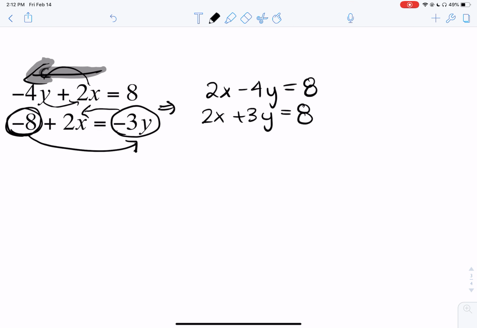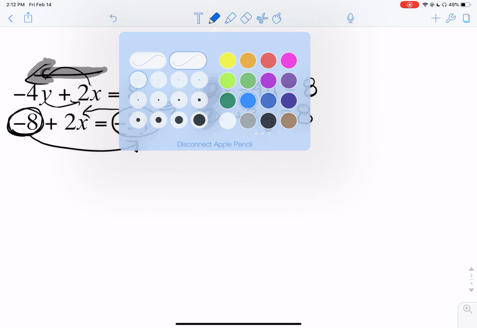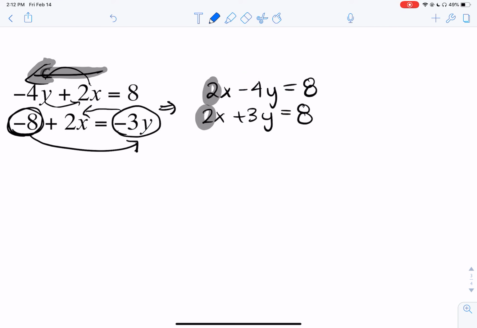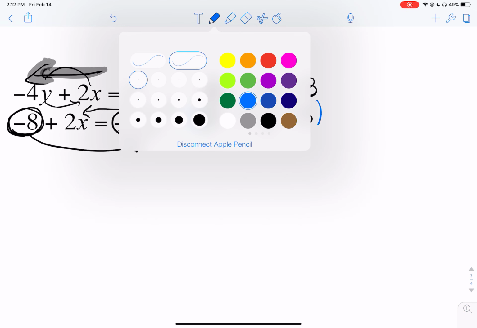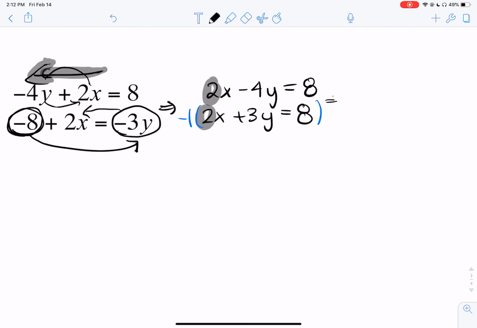From here, notice that the 2x terms would eliminate if only one of them was a negative. But since they're both positive, adding them will not eliminate any of these. So I'm just going to simply multiply by that -1. That will fix that, and that's an easy trick. And we would end up with -2x - 3y is equal to -8.